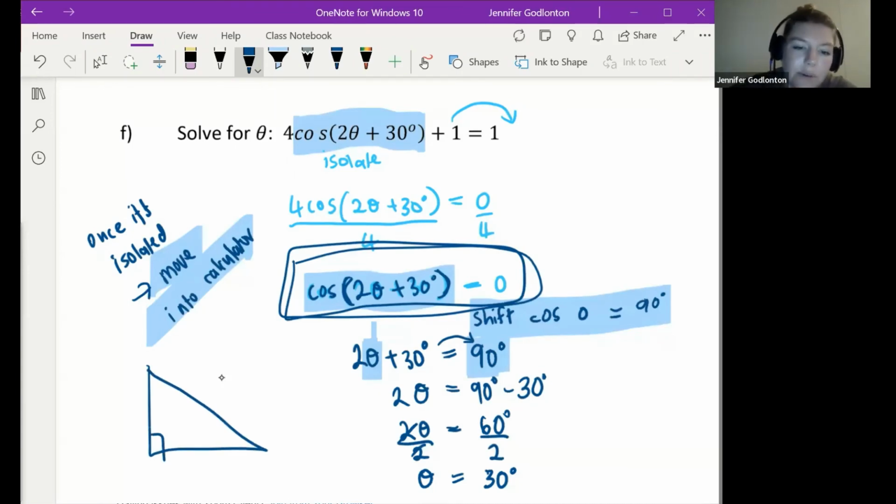Yes, ma'am. We're saying that this whole angle here, so 2 theta plus 30, is equal to, and it was cos, so it would be adjacent over hypotenuse. Okay, and so we're saying that this whole angle on the inside is equal to 90 degrees. But I'm now wanting to know what is just theta. So then I move my 30 over, and then I divide by my 2. And so I find out theta is 30 degrees.